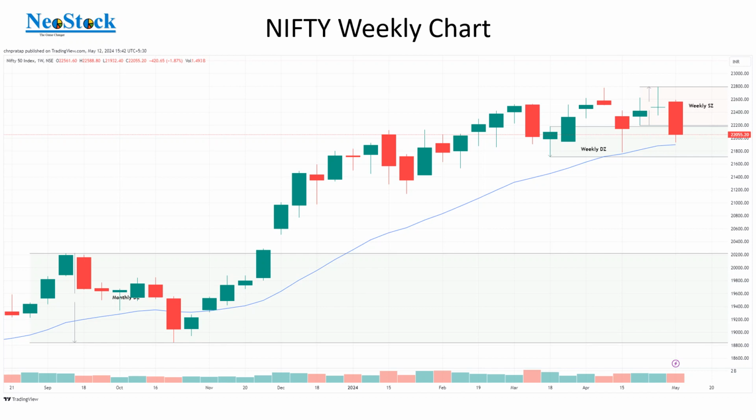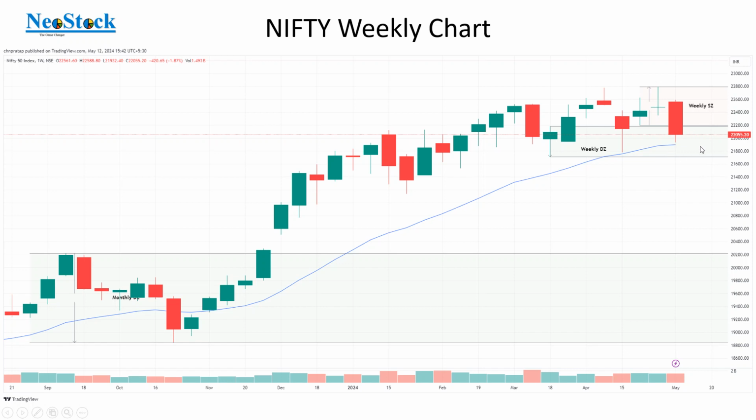There are 3 possibilities. One possibility: with one more follow-through candle, they may push the price down and the weekly demand zone will be violated. If that is the case, NIFTY will be traveling towards the monthly demand zone. This is possibility 1.